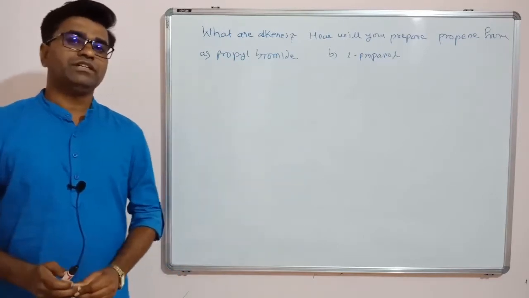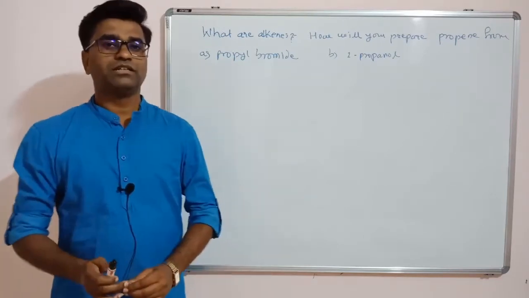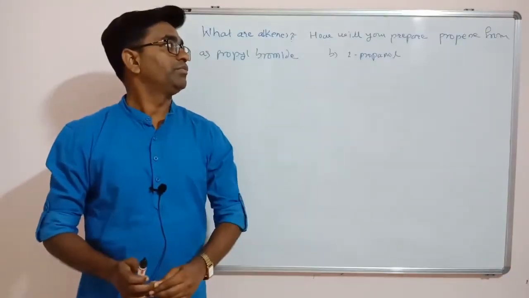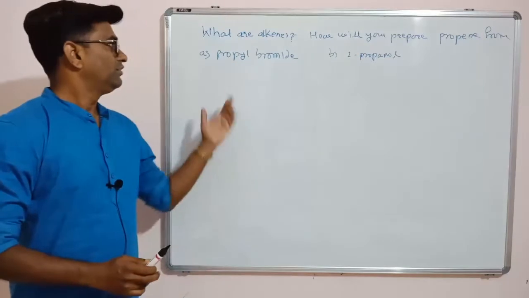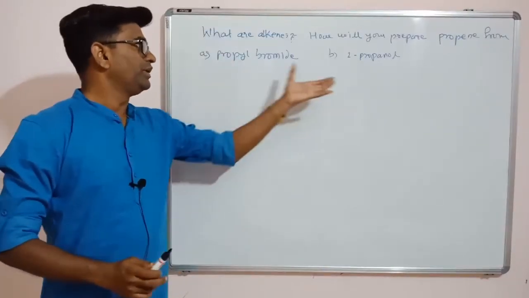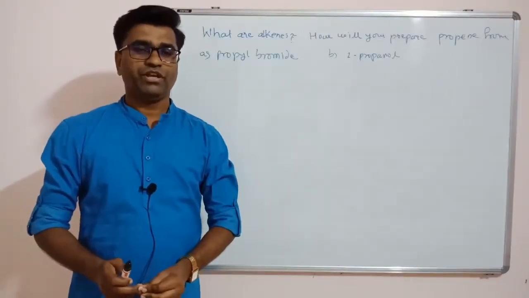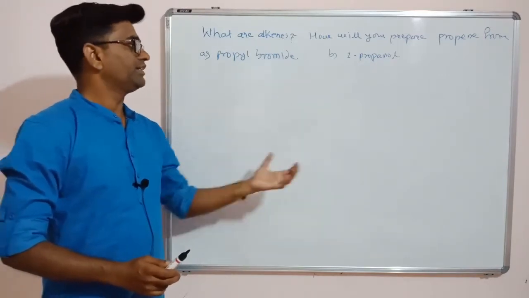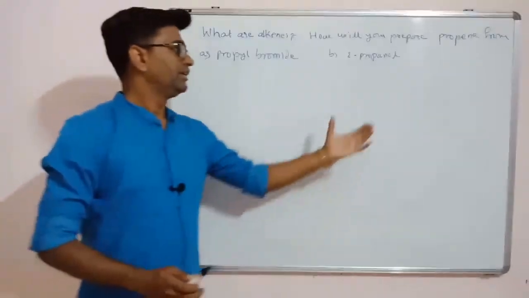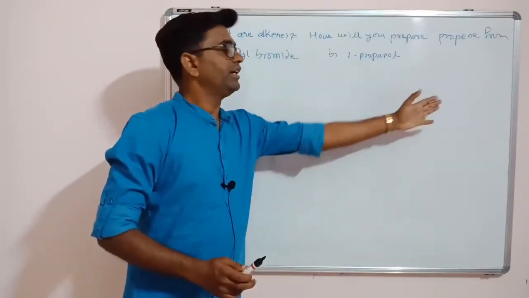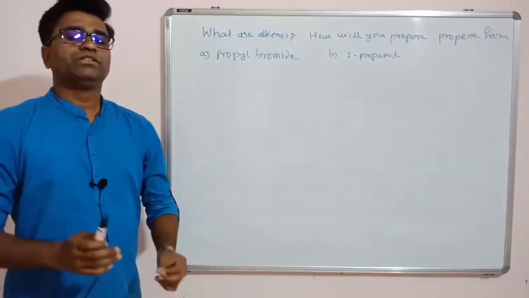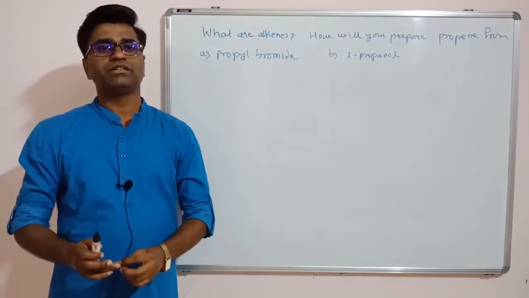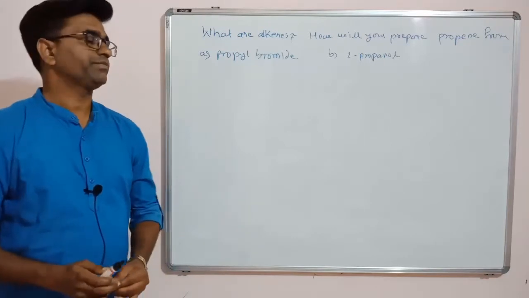Friends, in the examination they will ask questions like what are alkenes and how will you prepare propene, and they will give some starting material like propyl bromide and propanol. Or they will ask some starting material, then reagent and assign the product, then again a second reagent and find out the product. So likewise they will ask. So we will solve a few examples for your practice.